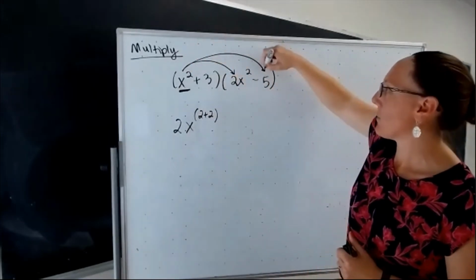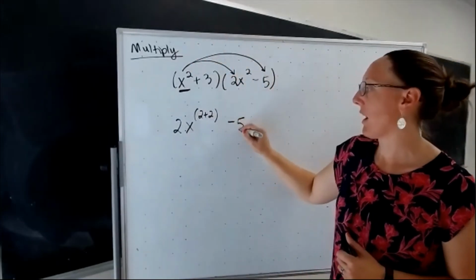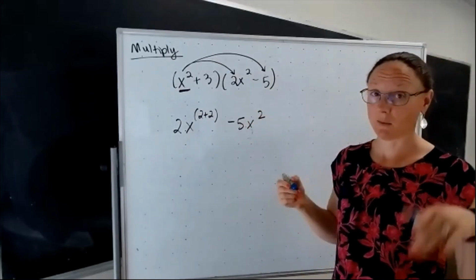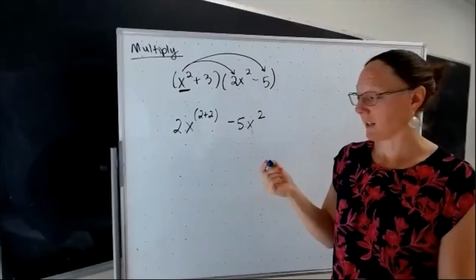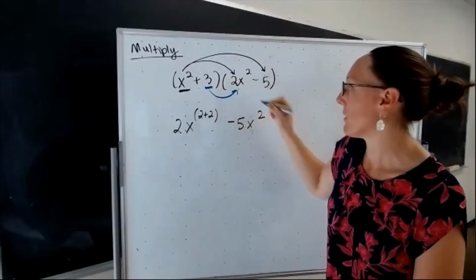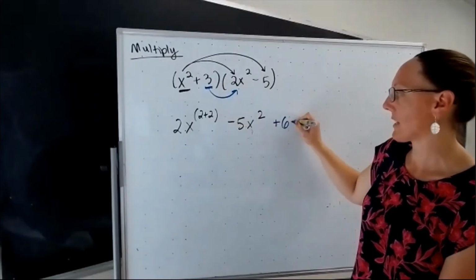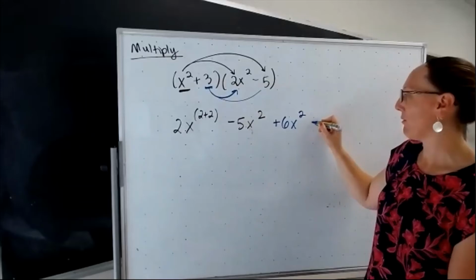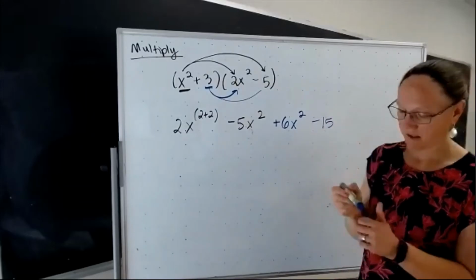Distributing to my next piece, I'm going to have minus 5x squared. And I'm going to go ahead and draw my other rainbows upside down just for cleanliness on the board. So 3 times 2x squared, that's a 6x squared. And then 3 times -5 would give me -15.